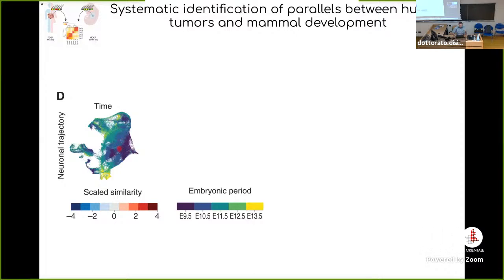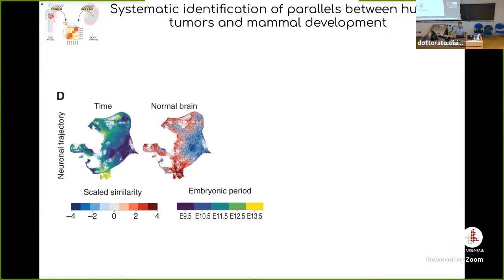This is very interesting when we overlay information contained in the TCGA, for example, of the normal brain, and we see that there is a decrease of similarity with cells that occupy earlier time points, and there is an increase in similarity with cells that occupy later time points.